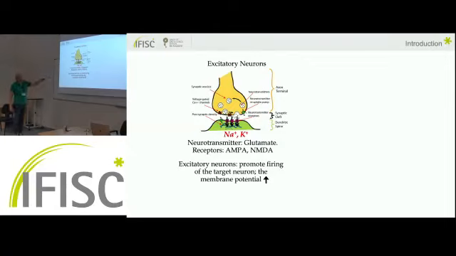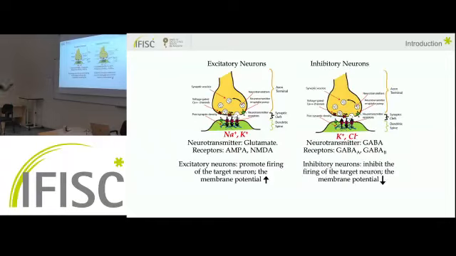The neurotransmitter glutamate is the most important. The receptors are called AMPA and NMDA. They have different time scales, but that doesn't matter. What is important is that these are excitatory neurons. These promote the firing of the target neuron. When I connect excitatory, I try to make the other neuron spike.